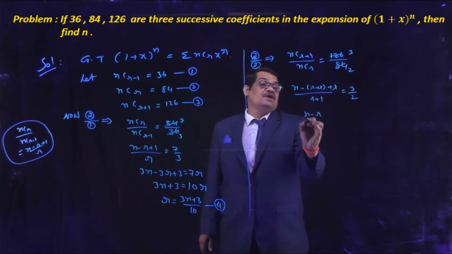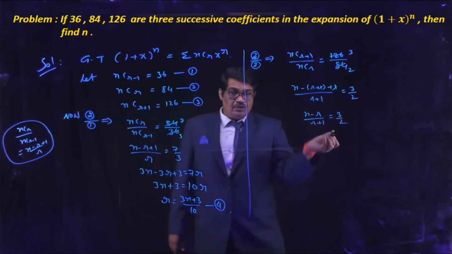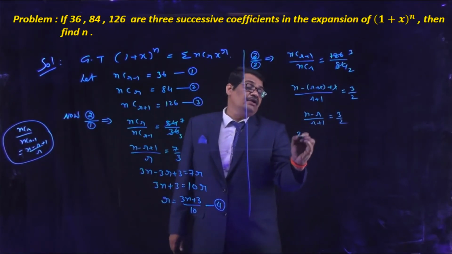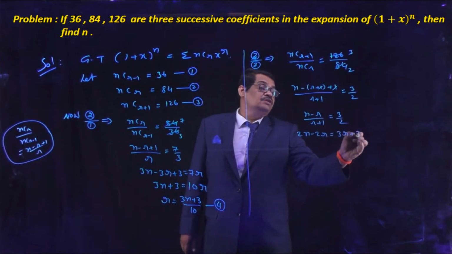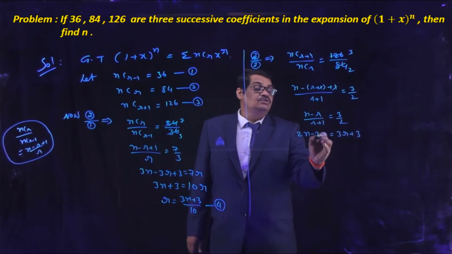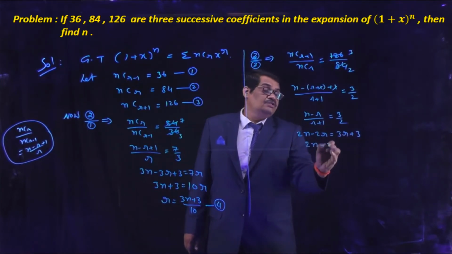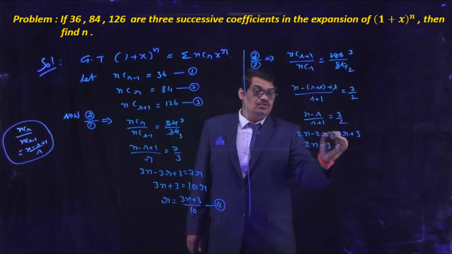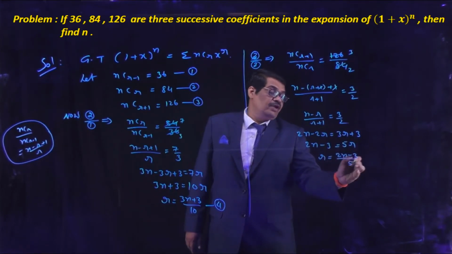Here (n-r)/(r+1) = 3/2. Now cross multiplying, we get 2n - 2r = 3r + 3. Now this -2r moves to the other side, and the 3 moves to the LHS, so 2n - 3 = 3r + 2r, that is 5r. From that we write r = (2n-3)/5, that is equation 5.